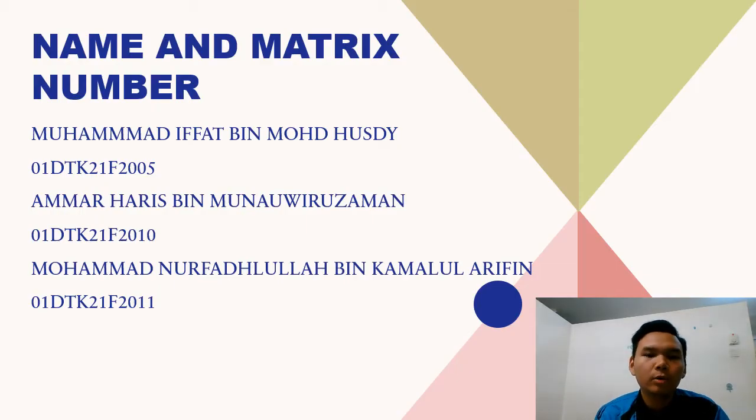Okay, so before we go further to the topic of differentiation and the question that we're going to answer, I'm going to introduce my name and my metric number, and also my teammates' names and metric numbers. So my name is Muhammad Iffat bin Muhammad Usdi. My metric number is 01 DTK 21F 2005. Ammar Haris bin Munawir Zaman, 01 DTK 21F 2010. Muhammad Fadlullah bin Kamalul Arifin, 01 DTK 21F 2011.